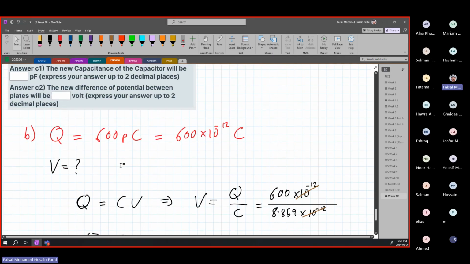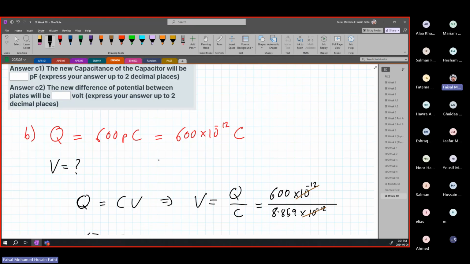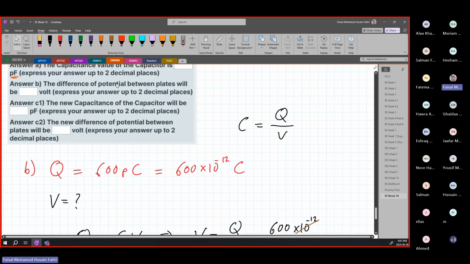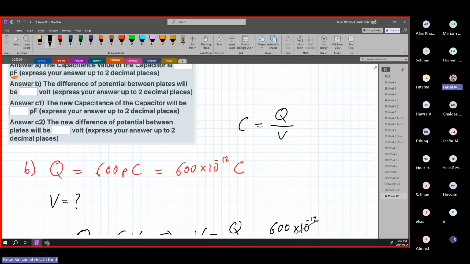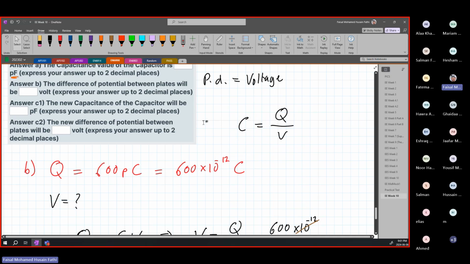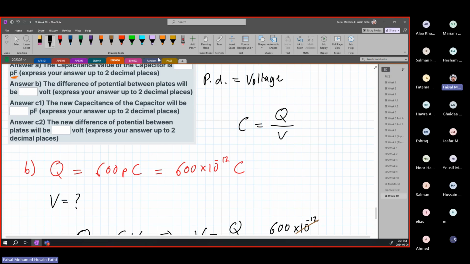Can I repeat part B? Remember our equation. What is capacitance? Capacitance is Q over V. You have this equation given to you in your formula sheet. Capacitance is charge over voltage. So question B says, what is the difference of potential between the two plates? Difference means voltage. Usually they say potential difference, but here they say the difference of potential, they want to be fancy. All right, same thing. It is your voltage. So what do you need to find? You need to find your voltage V. How do you find it? They gave you Q and you have already found C.